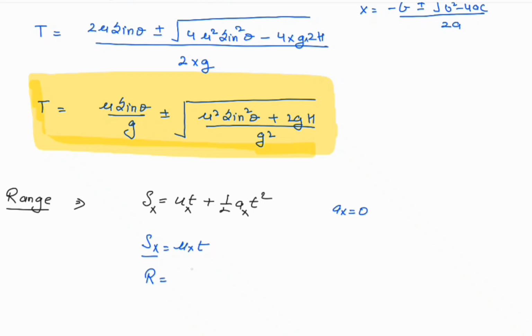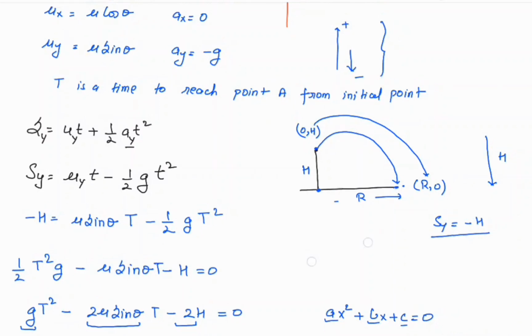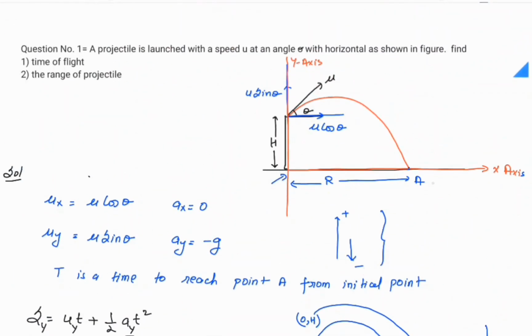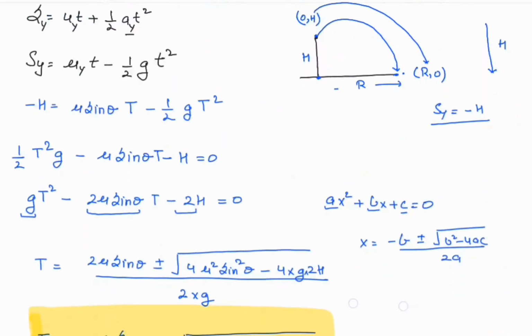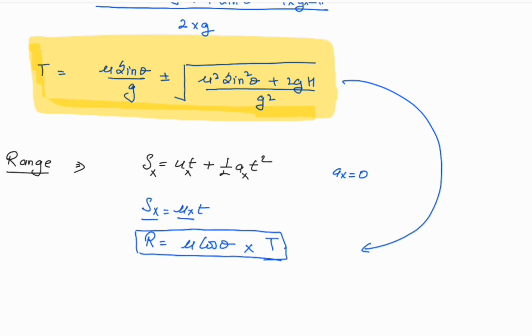Now range will be equal to u of x times t. What is the u of x? u of x is u cos theta, multiplied by t. What is the time taken by the ball to reach from this point to this point? It is the same as the flight time, the time for which the ball was in air. This value of t, capital T, from here we will get the range of the projectile in this case.